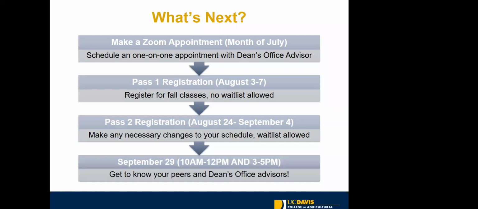change to your schedule. September 29th is when we get a chance to get together as a cohort, and hopefully you get to know one another a little bit more. And so this will be scheduled for September 29th from 10 to noon and 3 to 5. And Dean's Office advisors will be joining you for some really great activities and just to get to know one another and get to familiarize yourself more with the college and the university. And we'll provide more information for that at a later date.